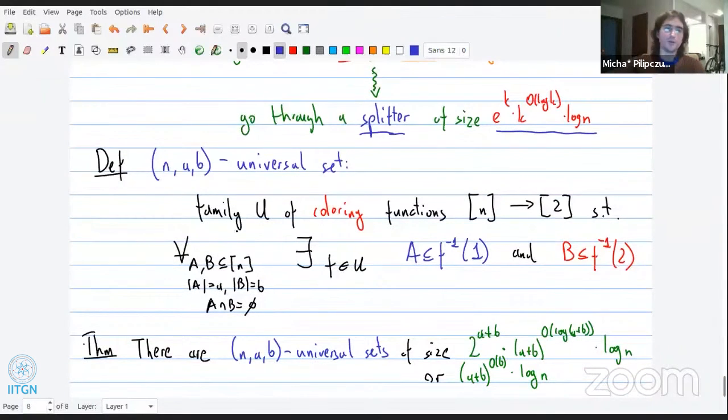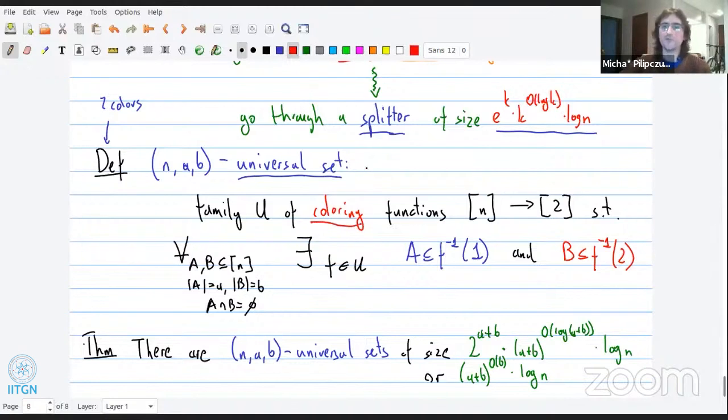Right. So for the randomization of the color coding, when you use two colors, we use some other pseudo-random objects. I think they're called universal sets. I did not find this particular definition directly in the literature, but I think that this definition can be somehow inferred from what is in the literature. So an (a,b)-universal set is the following family of coloring functions.